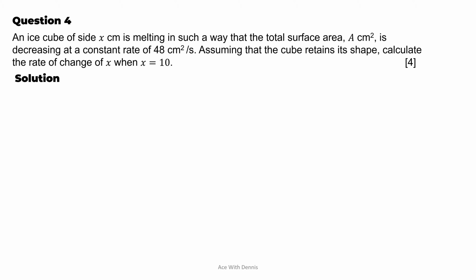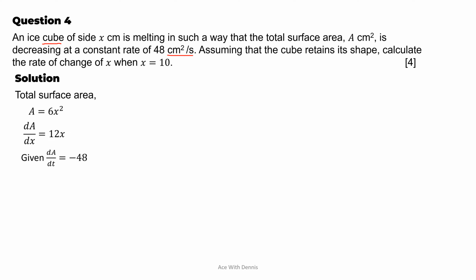Alright, here's the solution. So this is a standard shape, which is a cube. Therefore, we should know that the total surface area will be A equals 6x². Now, we can differentiate A with respect to x, which is dA/dx equals 12x. After that, given the information that dA/dt, which is the rate of change of the area, is 48, right? Over here, you can see that the unit is cm² per second. Then we should know that it is dA/dt.